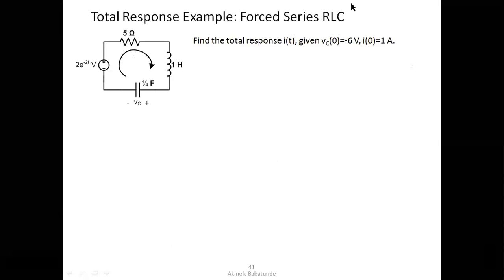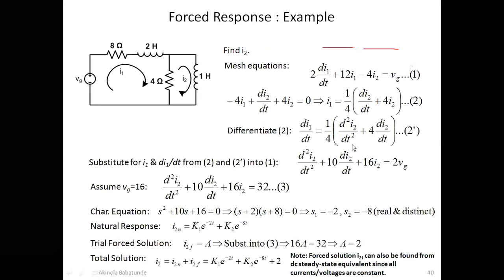What about a situation when we are looking for the total response for a first series RLC? In this particular case, we have been given initial conditions. In the previous example, there were no initial conditions, so we didn't have to find K1 and K2.